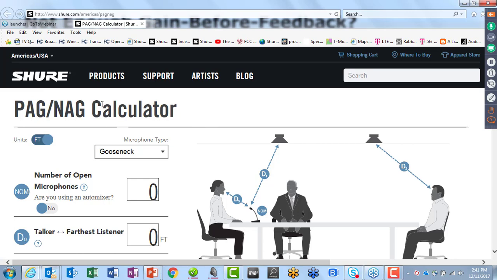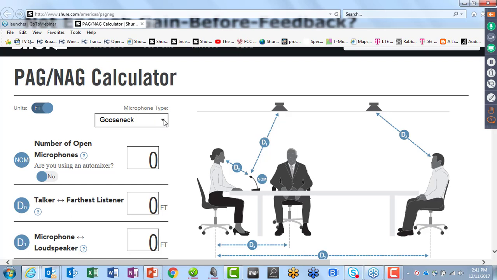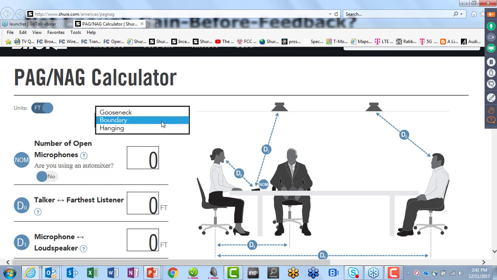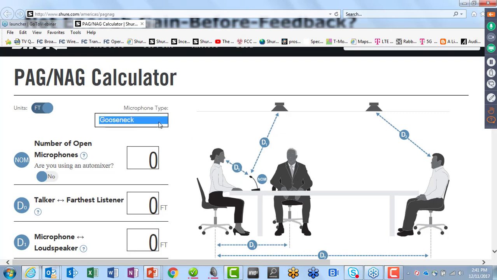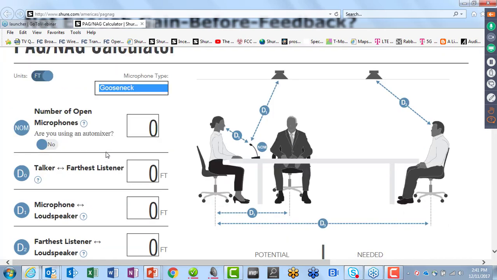This tool allows you to choose a couple of different things, including microphone type. If I choose boundary, it goes like that, right? But you can choose hanging mics, you can choose gooseneck mics. So we'll go with goosenecks. That's pretty common, right? And then here are the factors. Number one, the number of open microphones. As Chris mentioned earlier, the more mics you have, the more likely you are to have feedback.